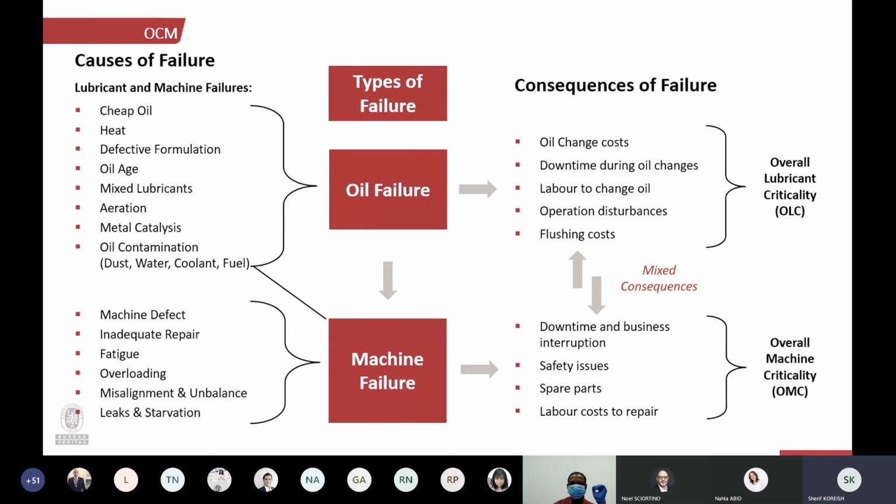And when we are talking about something called the overall machine criticality, the OMC, this is actually related to the machine being down. So you have business interruption. There are some safety issues because of the machine itself, and the cost of the spare parts and the repair costs, labor as well as downtimes.